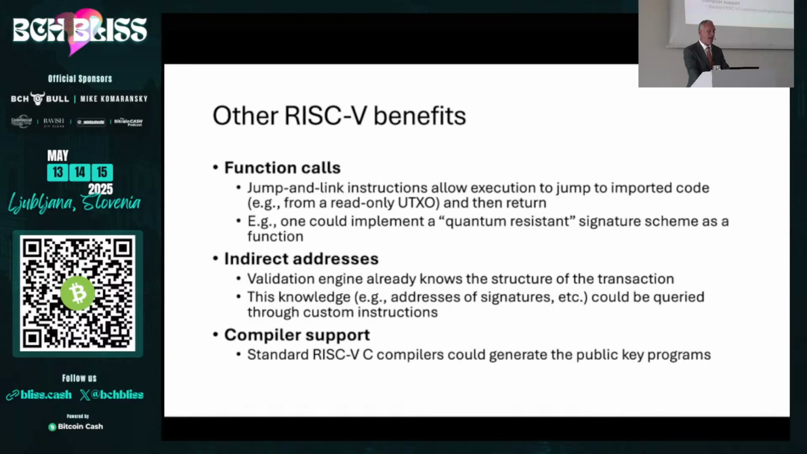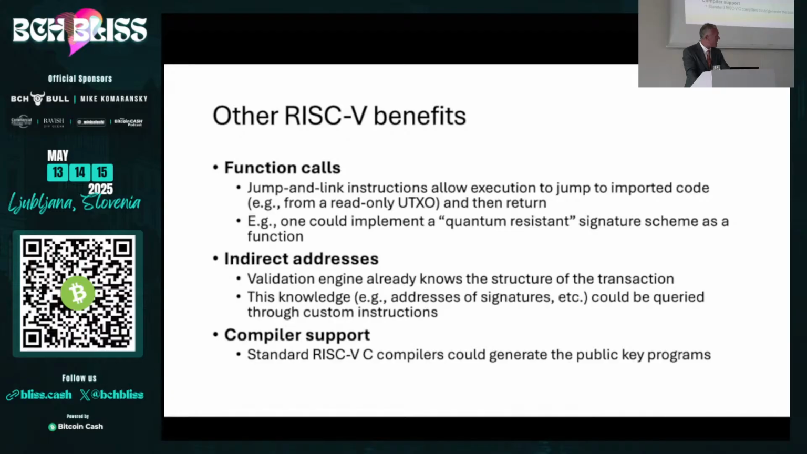Other RISC-V benefits, we have function calls. There's a jump and link instruction that would allow execution to jump to imported code, for example, from a read-only UTXO and then return. One example is you might want to implement a quantum-resistant signature scheme, and maybe that takes 20 kilobytes of assembly instructions. But I don't want to have 20 kilobyte transactions, so we can just write that once to a read-only UTXO, and then transactions, rather than including all 20 kilobytes, can just reference that UTXO, and then execution can jump to the program written in that UTXO. So that's pretty cool because it basically allows for all sorts of permissionless innovation.